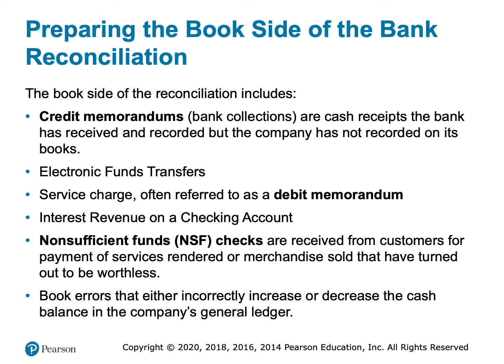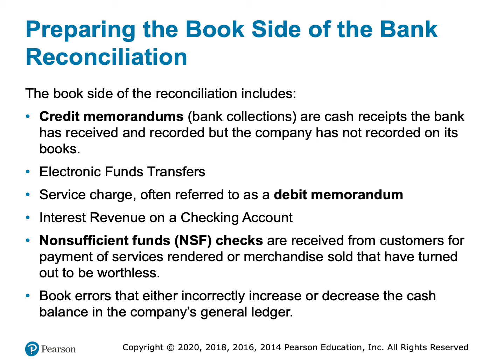Now, on the book side, we want to add or subtract things that are already in the bank statement but had not been recorded in our books yet. So this could be what your bank calls credit memorandums or direct deposits, things that were deposited directly into your bank account, but you had not recorded them in your books yet. If you had some electronic payments that come directly out of your bank account, but you hadn't taken them out of your books yet. If you get charged a service charge, if you get interest on your checking account, if there's an NSF check, or what we call a bounced check or an insufficient funds check.